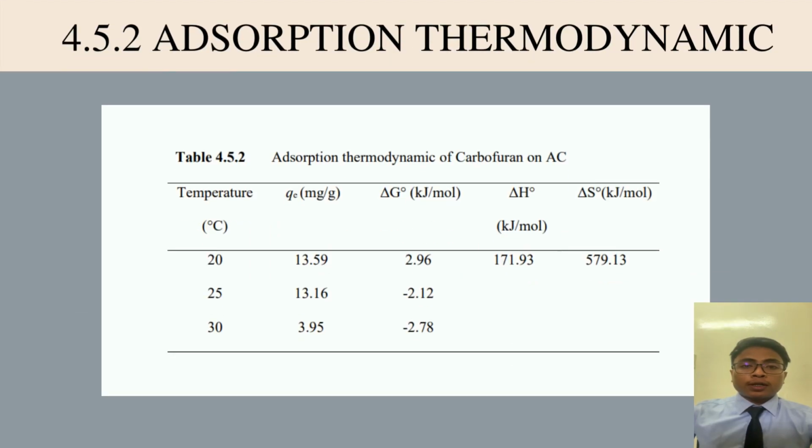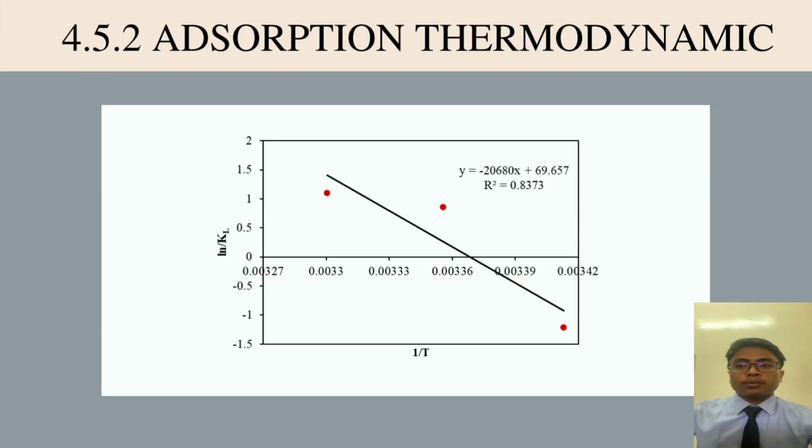The last part in chapter 4 is adsorption thermodynamics. Due to the increase in temperature from 20 to 30 degrees Celsius, the adsorption capacity value of activated carbon will decrease from 13.59 to 3.95 mg per gram. The calculated delta H and delta S were 171.93 kJ per mole and 579.13 kJ per mole respectively. The positive value of delta H indicates the endothermic nature of the adsorption interaction. The positive value of delta S indicates the affinity of the activated carbon for carbofuran and the increasing randomness at the solid solution interface during the adsorption.